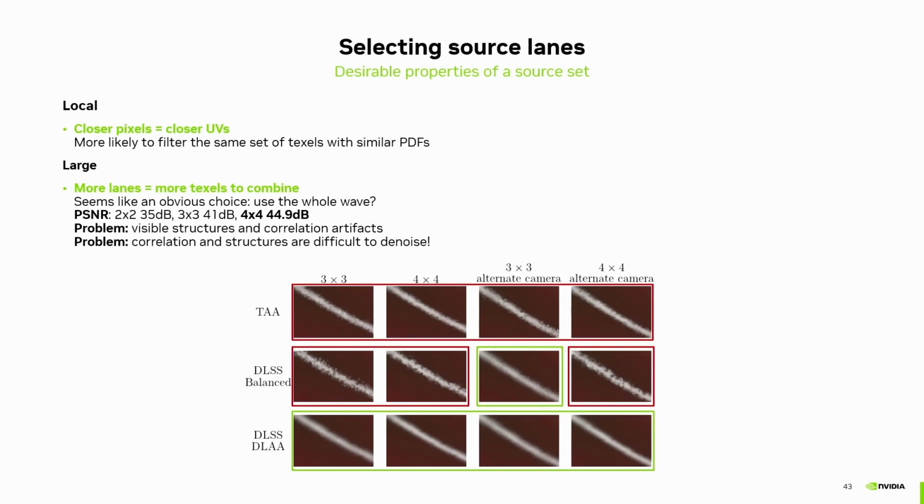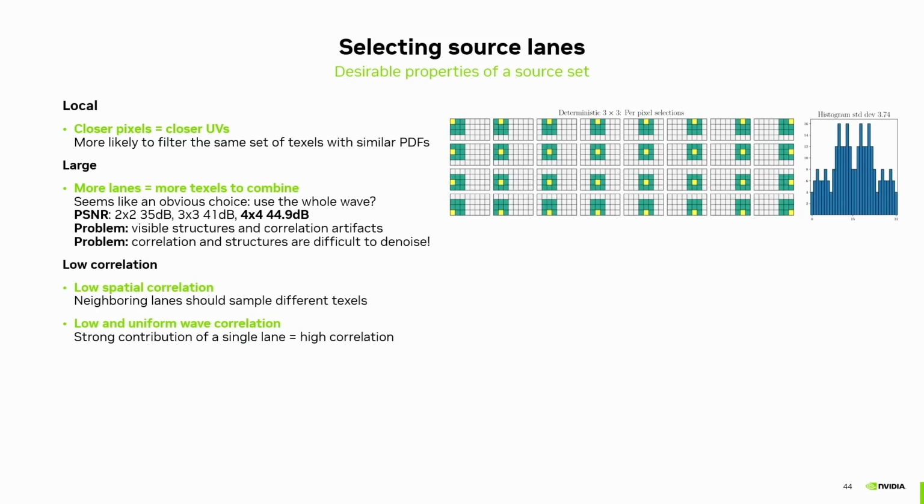But now we understand that we cannot just blindly increase the pattern size. We have a new third property that we want to preserve. We want low correlation. We want low spatial correlation between neighbors to avoid them sharing the same sets and producing those square-like artifacts. And we also want low and uniform correlation with your whole wave, with source lanes having roughly uniform contributions across the lanes. And those three goals are contradictory. So what do we do?